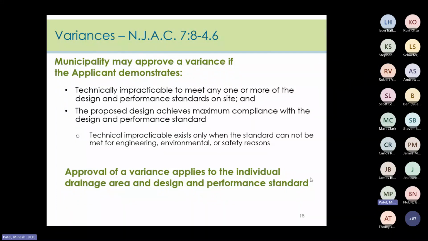The old low impact development checklist often included statements that something was not economically feasible, and yet cost information was not formally reviewed. Previously, there may have been a site-wide variance allowed, but now the rule located at 7:8-4.6 states a municipality's approval of a variance shall apply to an individual drainage area and design and performance standard and shall not apply to an entire site or project unless an applicant provides the required analysis for each drainage area within the site and each design and performance standard.